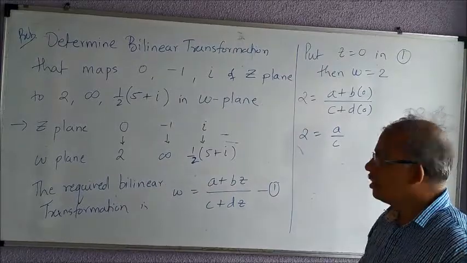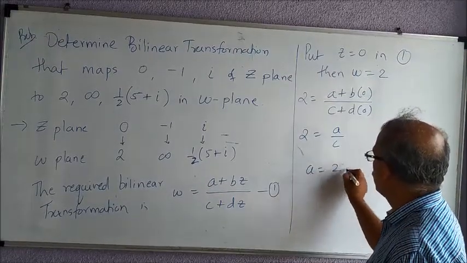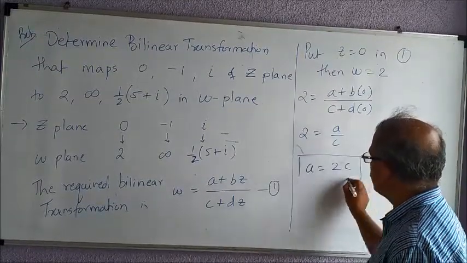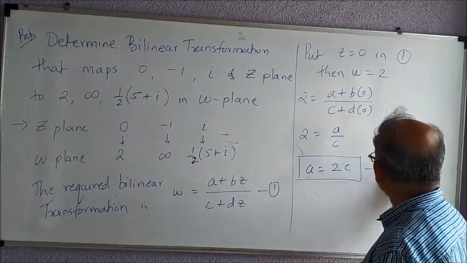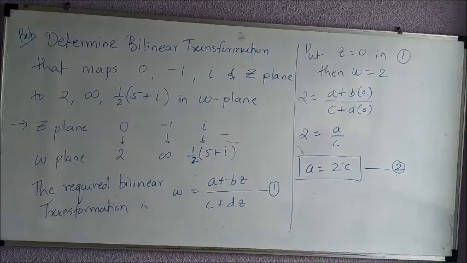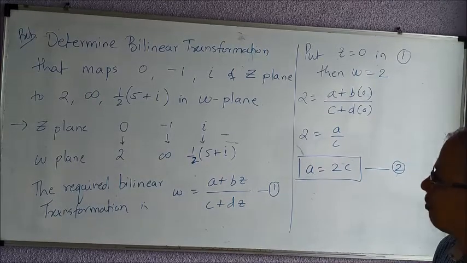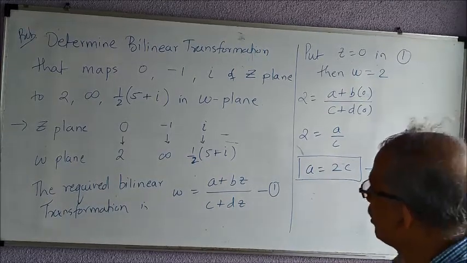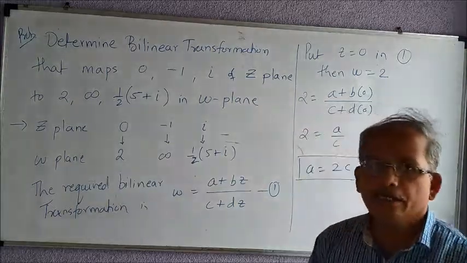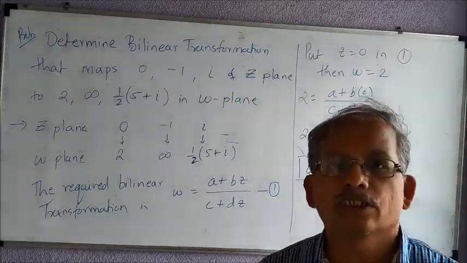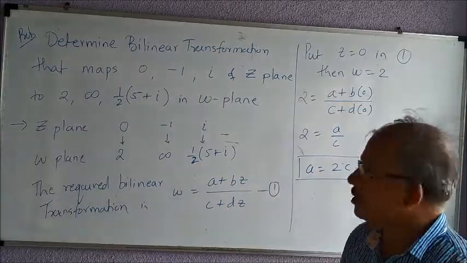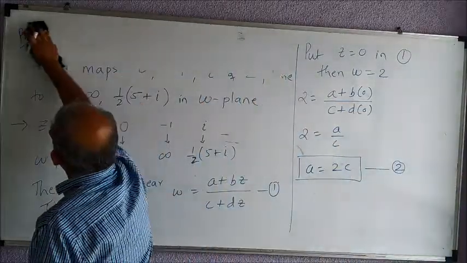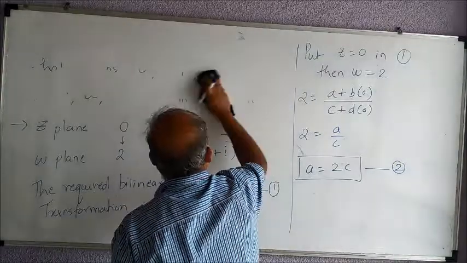So now we are getting a relation: A is equal to 2C. Mark this. We will call this as equation number 2. Similarly, now we will find more relations by putting these other points, and then using all these relations we will try to find out what are our constants A, B, C, D. Okay, so let us use the second.